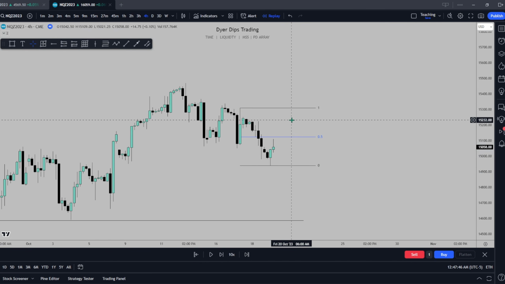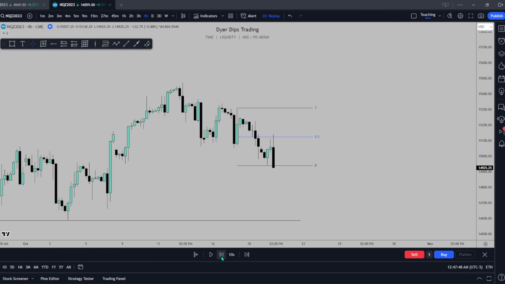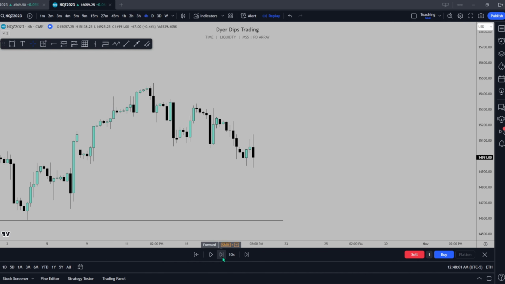So the same rules apply. You're looking to get short above this 50% mark here. And we come up here into a premium before rejecting and coming lower. So you're looking for short opportunities or entry opportunities above that blue line. We now have made a new low, so we're going to delete this and continue the trend.